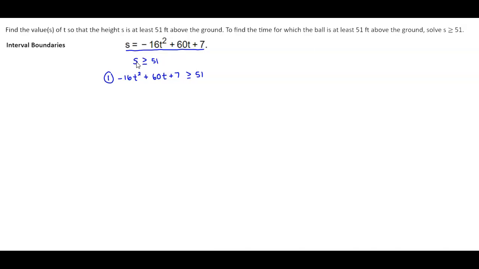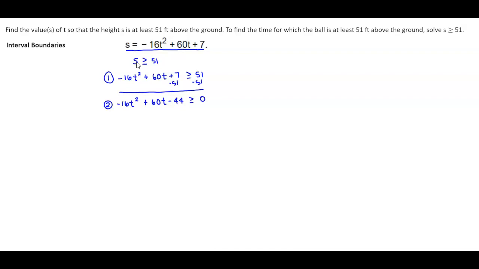So the first thing we need to do is subtract 51 from both sides so that we end up getting 0 on the right side of the inequality. So we get negative 16t squared plus 60t, and then minus, we're going to take 51 and subtract 7, which gives us 44, and that's greater than or equal to 0.